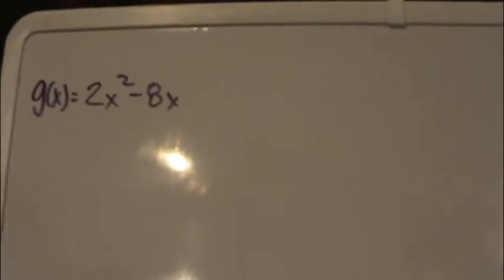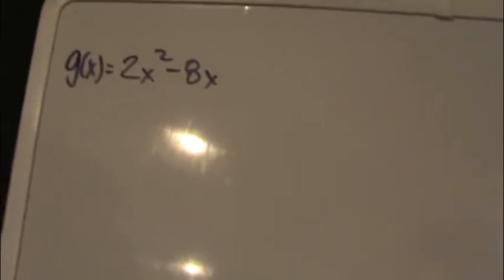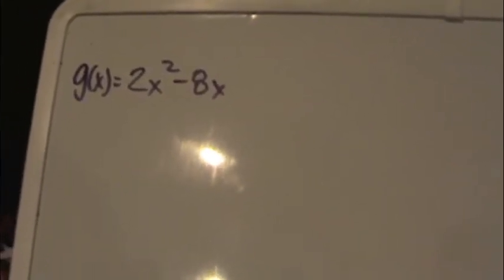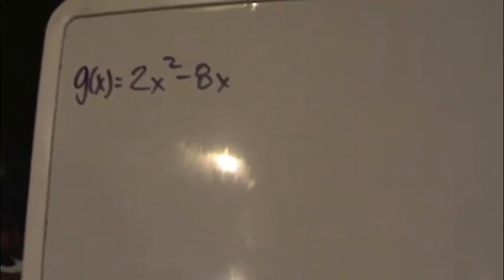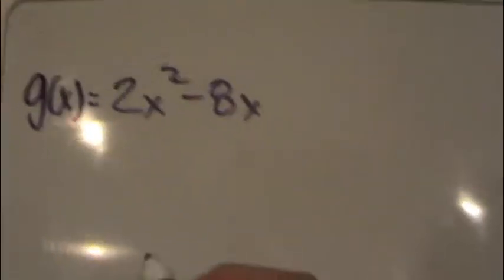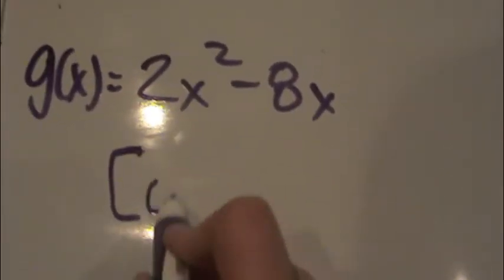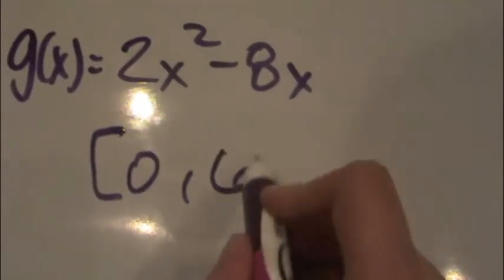Alright, now sometimes you might be asked to find the extrema, but you're not given a graph to look at. So first we're going to try one on a closed interval. Say you're given the function g of x equals 2x squared minus 8x, and we want to know the extrema on the interval [0, 6].